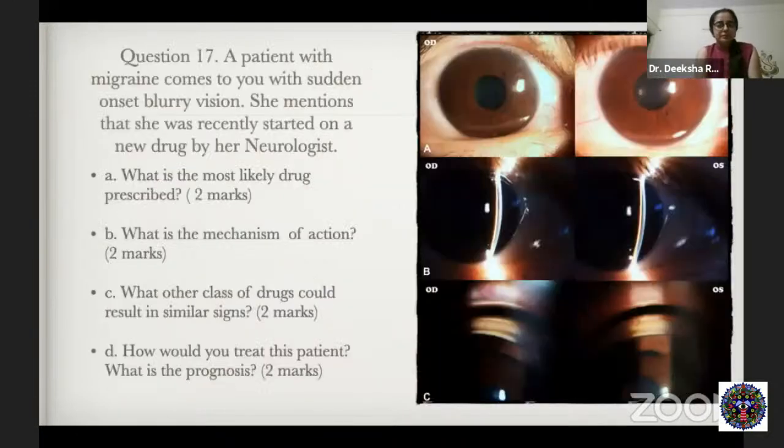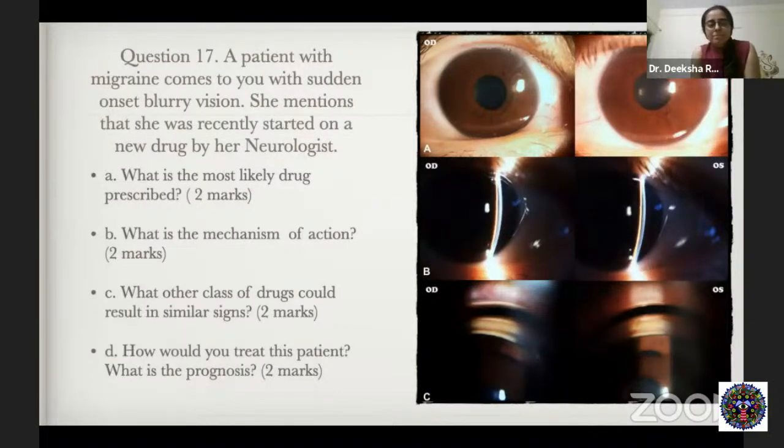Yes, sir, next. Right, this is a very interesting one. One of my favorites because I actually encountered this patient in my practice. So a patient with migraine comes to you with sudden onset blurry vision. She mentions that she has recently started on a new drug by her neurologist. Carefully look at this. What is the most likely drug prescribed?